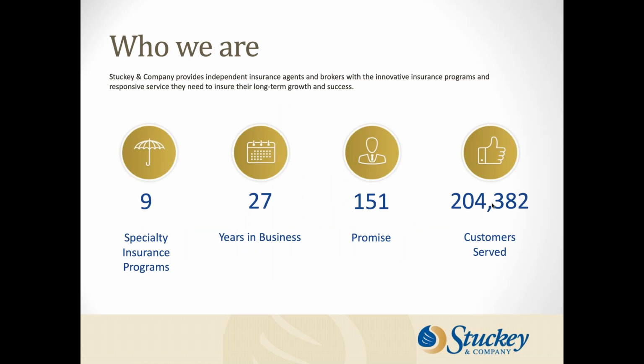So first of all, just our quick little rundown. I'm going to go over this pretty quickly. I see a lot of agents that we work with on a regular basis. Who we are: Stuckey & Company. We've been around for almost 27 years in business. We run 9 specialty insurance programs. We have a 1-5-1 promise, which is a quick turnaround service. We try to get everything in by 1, out by 5. If it comes in after 5 o'clock, we'll get it back to you the next day in the afternoon.